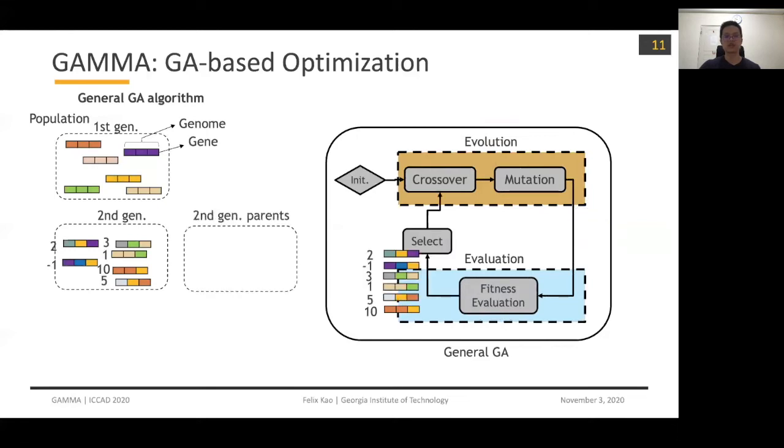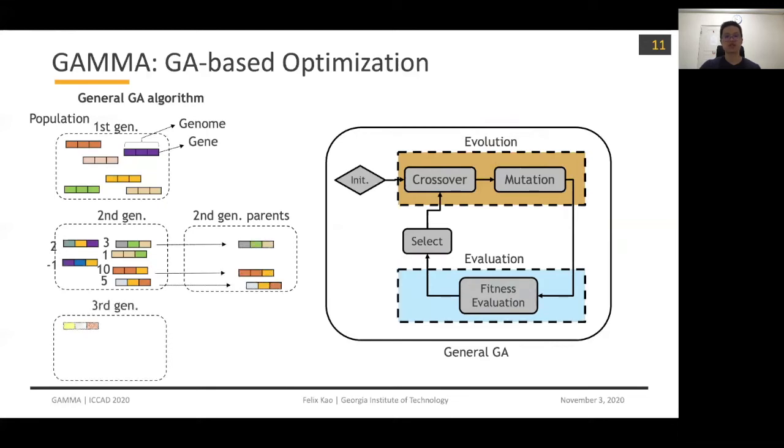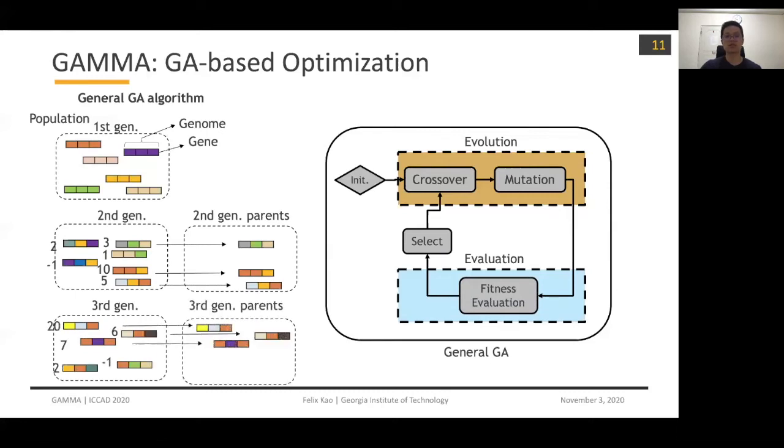And then you will select some good performing ones as the parents of the next generation. And then you will use crossover and mutation to generate the next generation, and then also select the good performing ones, and so on. The process stops when the algorithm converges.